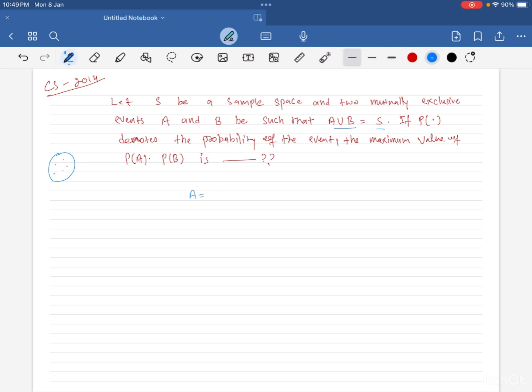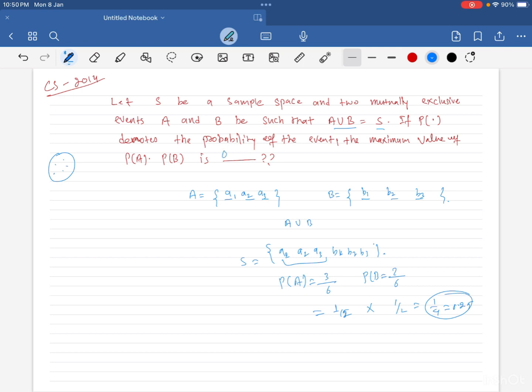So let's say A has some elements and B has some elements in it, maybe A1, A2, A3 and B1, B2, B3. And A union B will be A1, A2, A3, B1, B2, B3, and this is equal to your sample space, right? So here the probability of A would be 3 divided by 6 and the probability of B would be 3 divided by 6. So that is 1 by 2 into 1 by 2, that is 1 by 4, that is 0.25. So the answer for this question is 0.25.